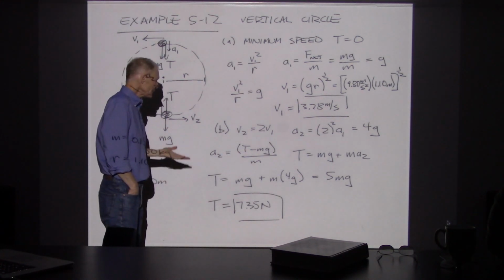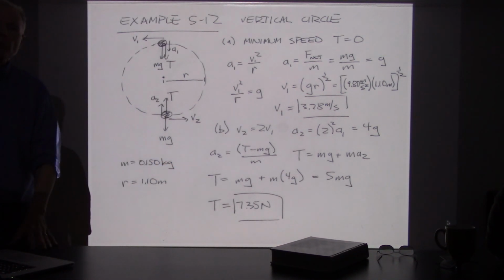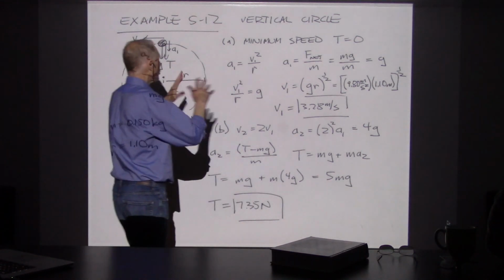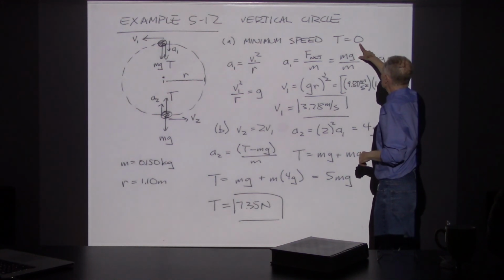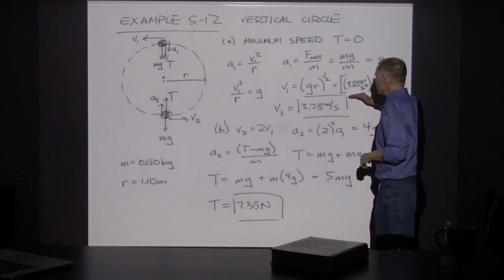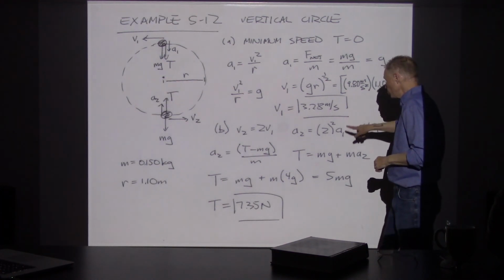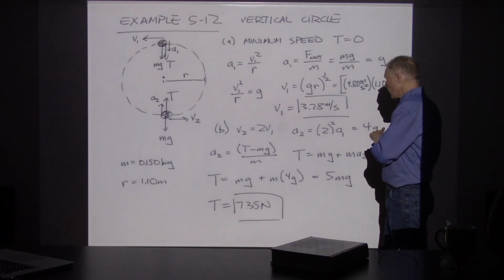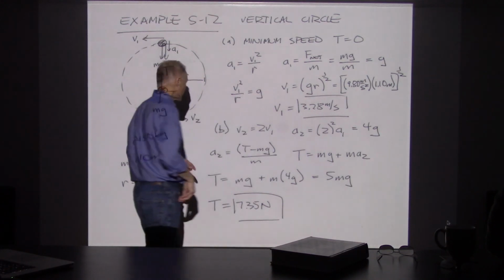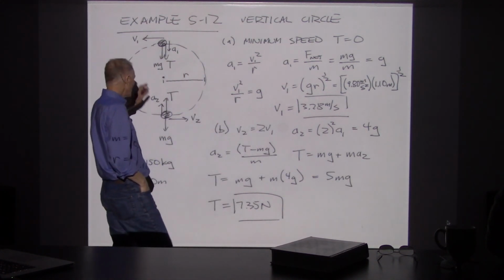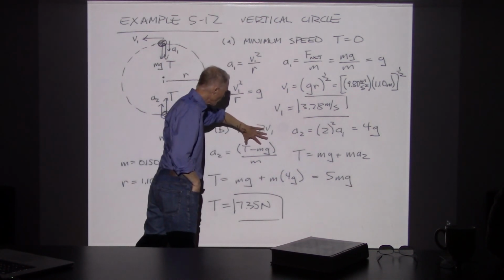Now, how much tension will there be in the string at the bottom? At the top, the tension was equal to 0. We started this whole discussion by reasoning that at the top, the tension was equal to 0. For that, we needed a minimum speed. We've now used that to determine what the speed will be at the bottom and what the acceleration will be at the bottom. And so we can come back to this formula and say whatever the acceleration is at the bottom, it's a result of these two forces.